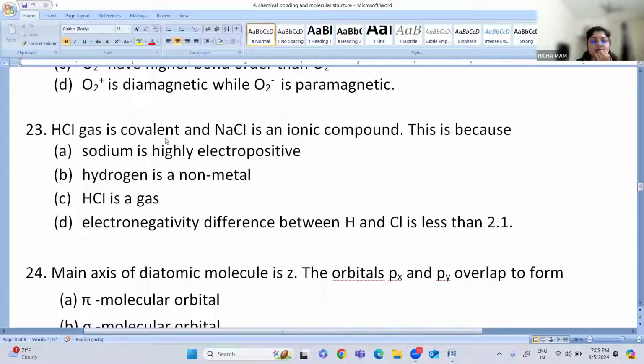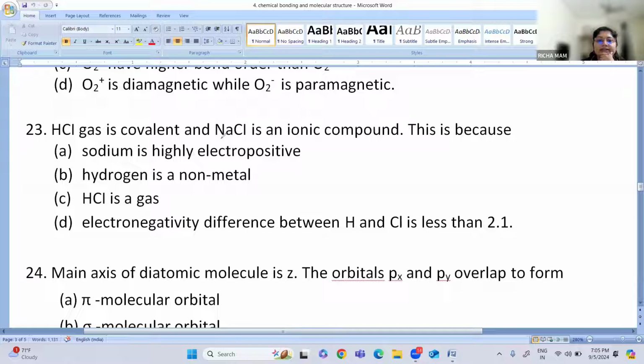HCl gas is covalent and NaCl is an ionic compound. This is because A, sodium is highly electropositive. B, hydrogen is a non-metal. C, HCl is a gas. D, electronegativity difference between hydrogen and chlorine is less than 2.1. So here, HCl is a covalent and NaCl is an ionic compound.